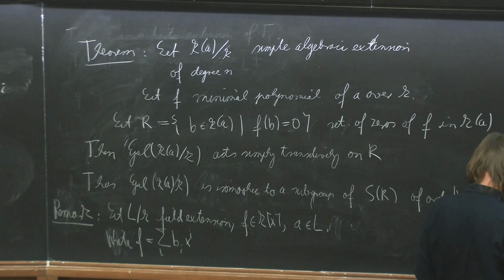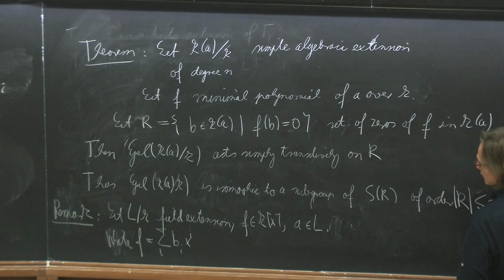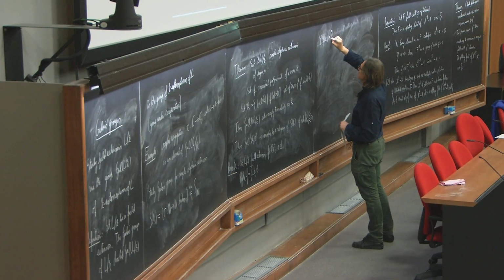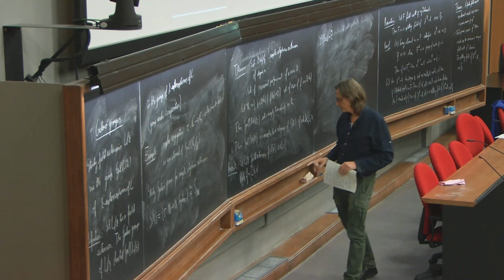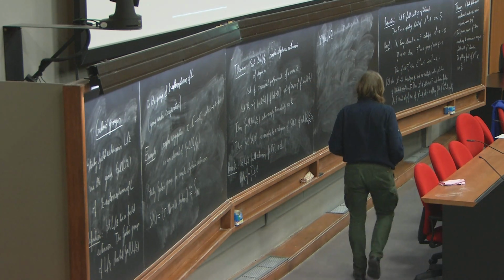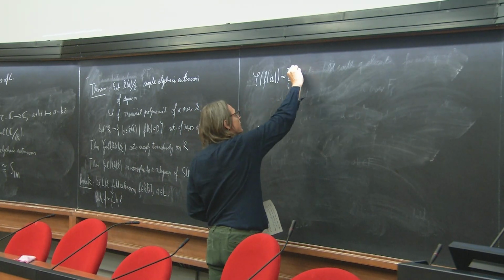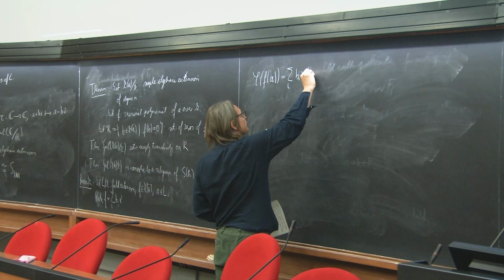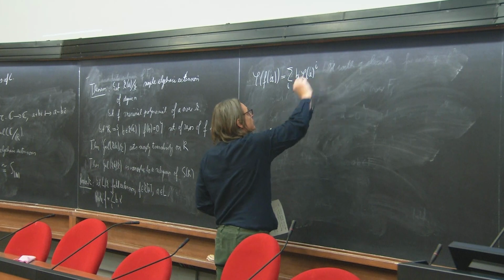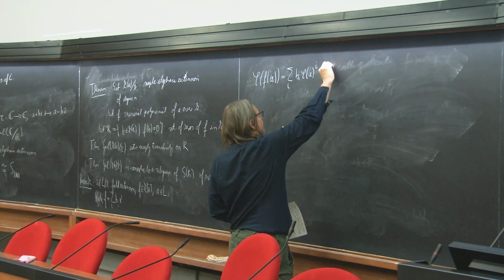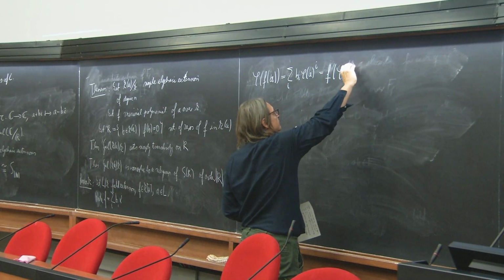What happens if we apply phi to F? Then, if I take phi of F of A, equal to, so I can pull out the coefficients Bi. They are in K, so they are invariant under the Galois action, under the action of phi. So this is the sum of Bi phi of A to the i, which is equal to F of phi of A.